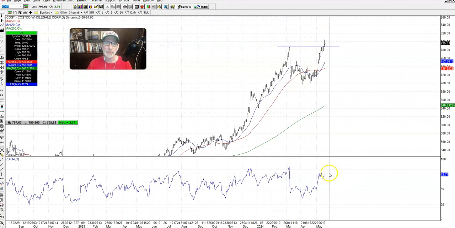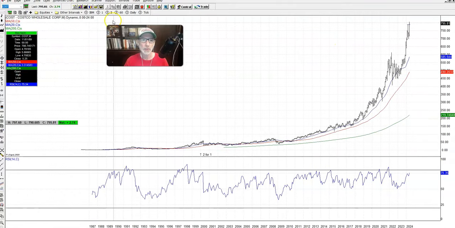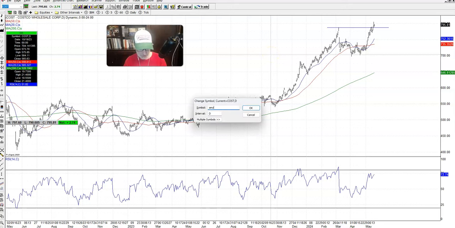Are we a little overbought? Potentially. So we may have a little sideways action here, maybe a little bit of action right on the line before it starts to move higher again. And this is all-time new highs, I believe, for Costco. Yep. Great company. So looking good there. Let's take a look at Amazon.